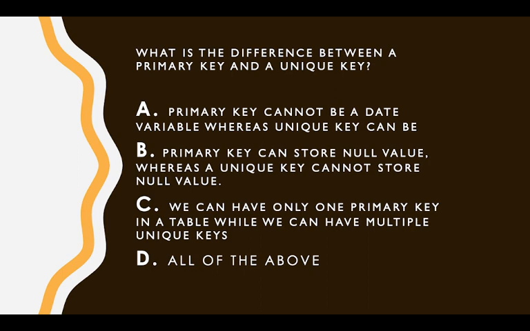Now we have option number C, which says we can have only one primary key in a table while we can have multiple unique keys. That is absolutely correct. You can have one primary key in a table, which is basically used to define a particular tuple or attribute that you're talking about, but unique keys could be many.